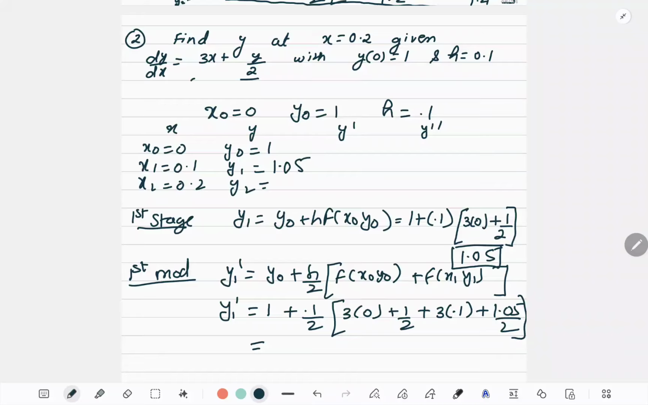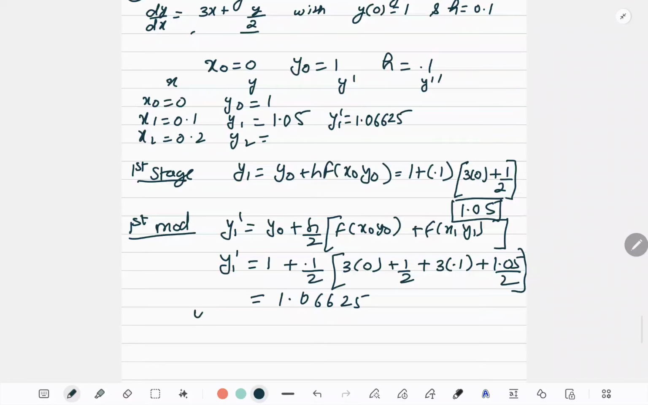Now solve this. When you solve this, take your calculator and simplify this. You will get 1.06625. Right? So this value I will substitute here. y1 dash is equal to 1.06625. Again I will modify it.